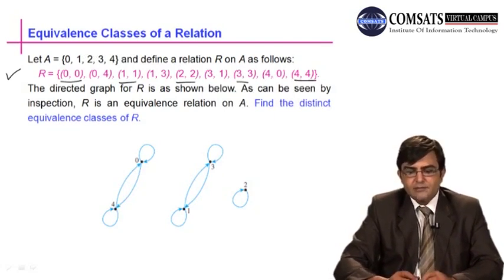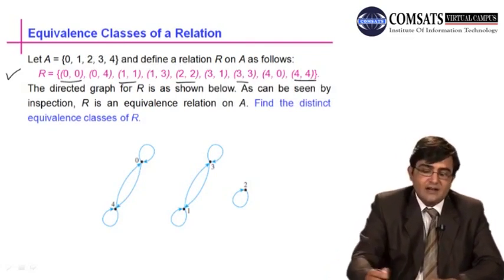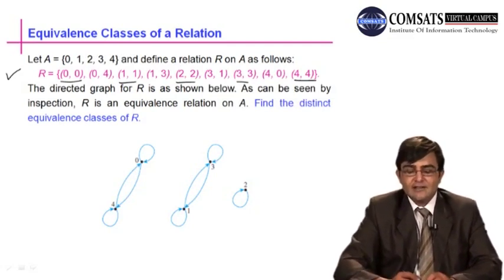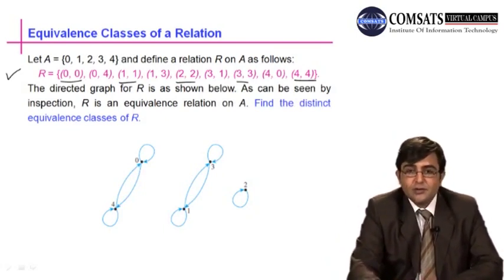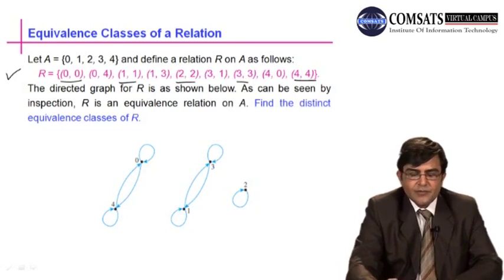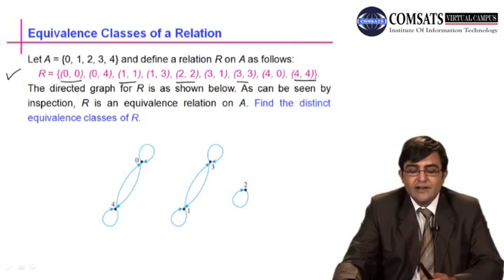Now we check whether this relation is an equivalence relation or not. As you can see, every element is related to itself, or you can see in the directed graph that at every element there is a loop, so this relation is reflexive. And if we have an arrow from one point to another point, we have an arrow from the other point to the first point, so this relation is symmetric also, and this relation is also transitive. You can check it.